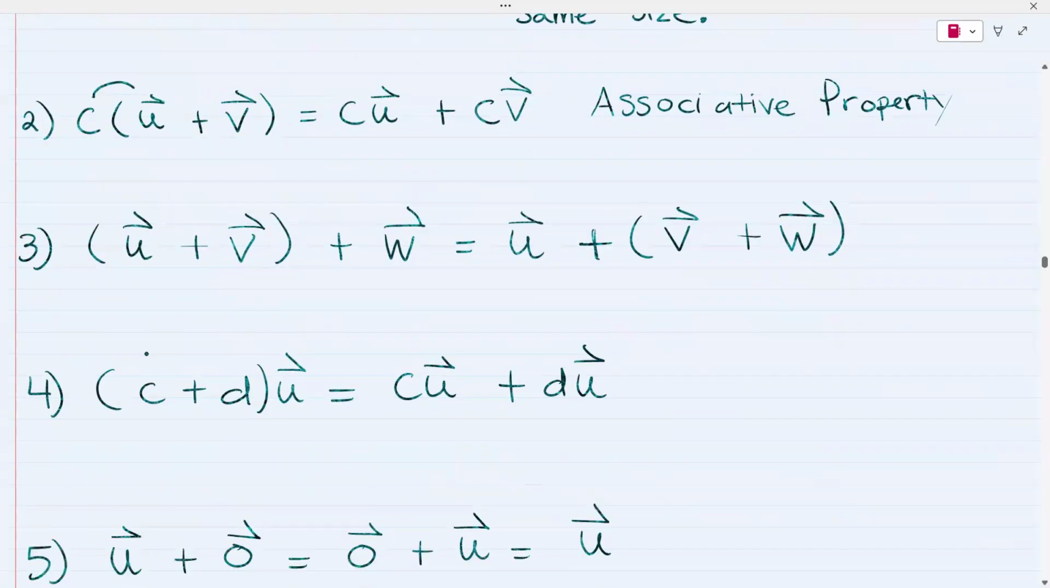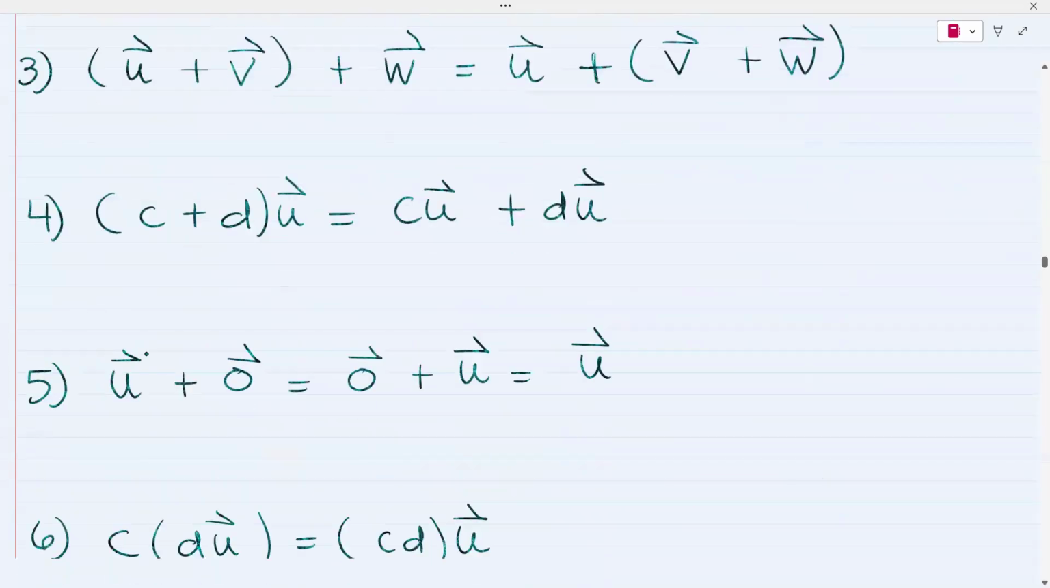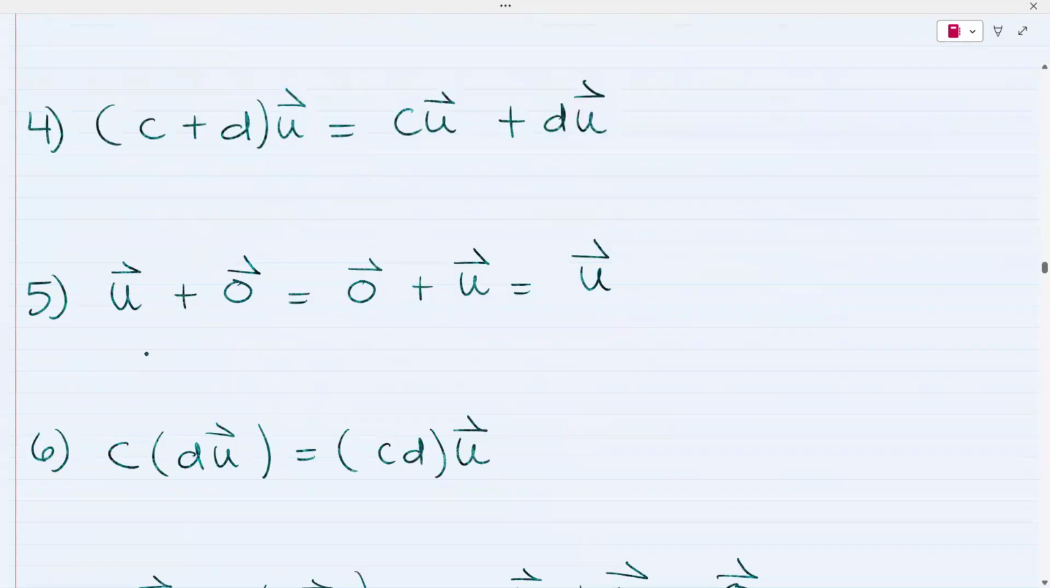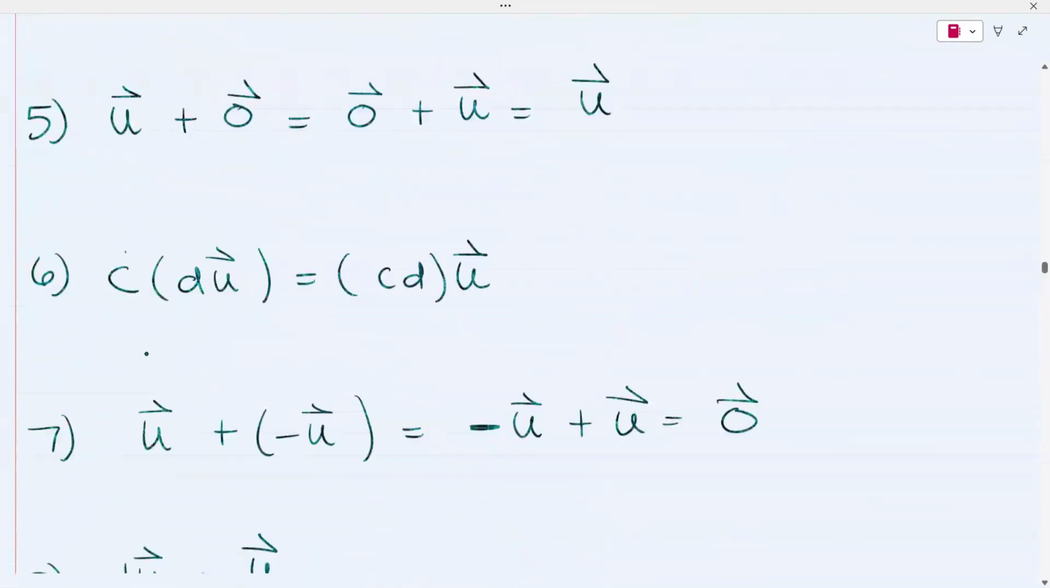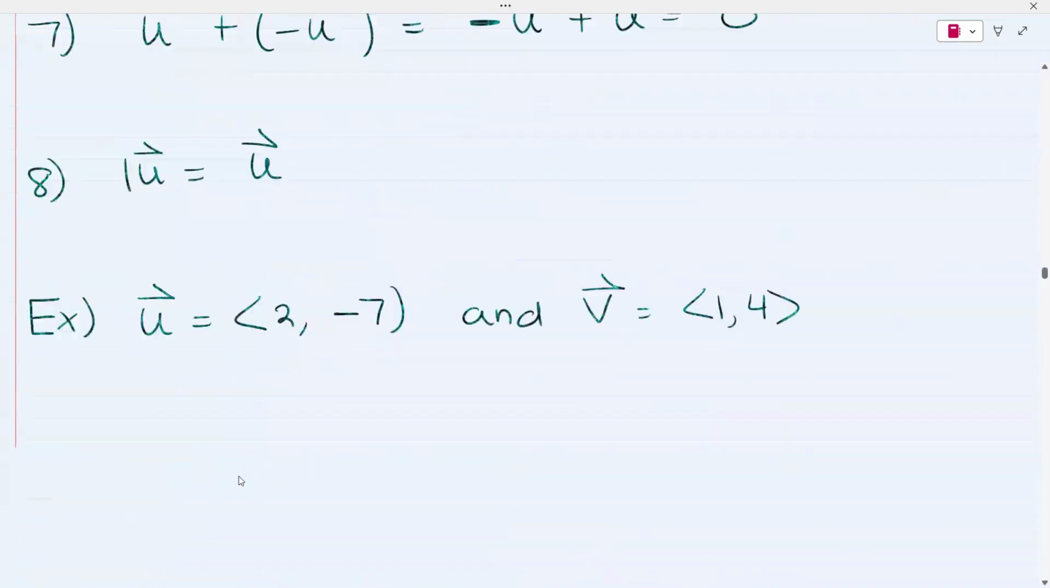And rule 4 is very similar to rule 2. You just distribute this u, and you'll get your new vector. And then vector u plus vector 0 will just give you vector u. Then rule 6, if you have a scalar c, go ahead and distribute that out. Rule 7, vector u plus negative vector u will give you a vector of 0. And 1 times vector u is vector u.